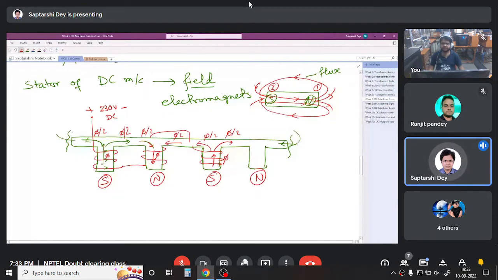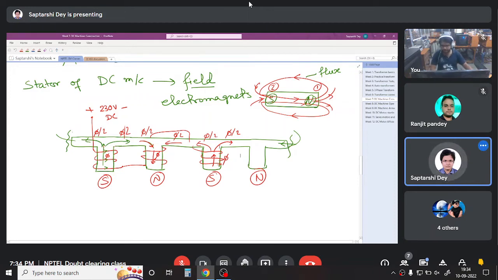So you see all the teeth are carrying the same flux, right? Once they come out of the teeth, they get divided. Again, going in the teeth, they join in another branch of flux that is coming from another pole. So this is the way the stator of the DC machine is wound and the poles are created.